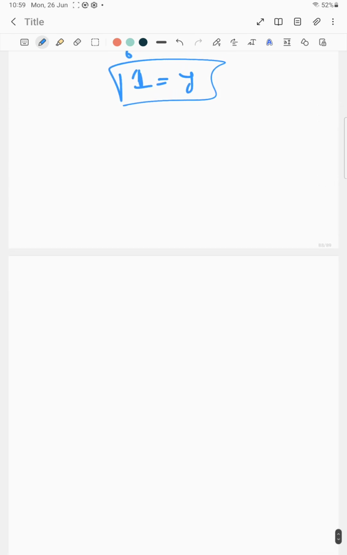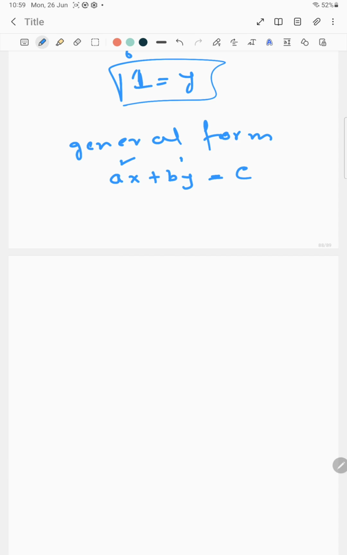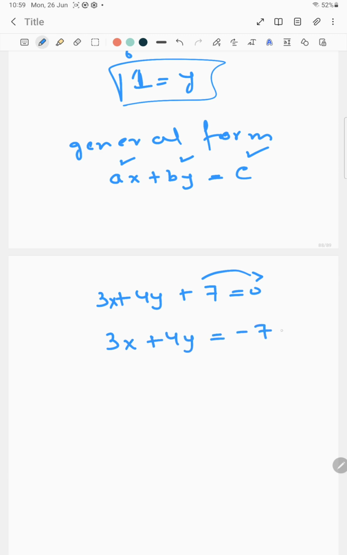Remember one thing for the simultaneous equation, the general form of the simultaneous equation is ax plus by is equal to c. So always you have to write the coefficient of x first, then the coefficient of y, and on the other side you must have c. For example, if you have in any other question something like 3x plus 4y plus 7 is equal to 0, first you have to just shift this constant to the other side. 3x plus 4y is equal to minus 7.